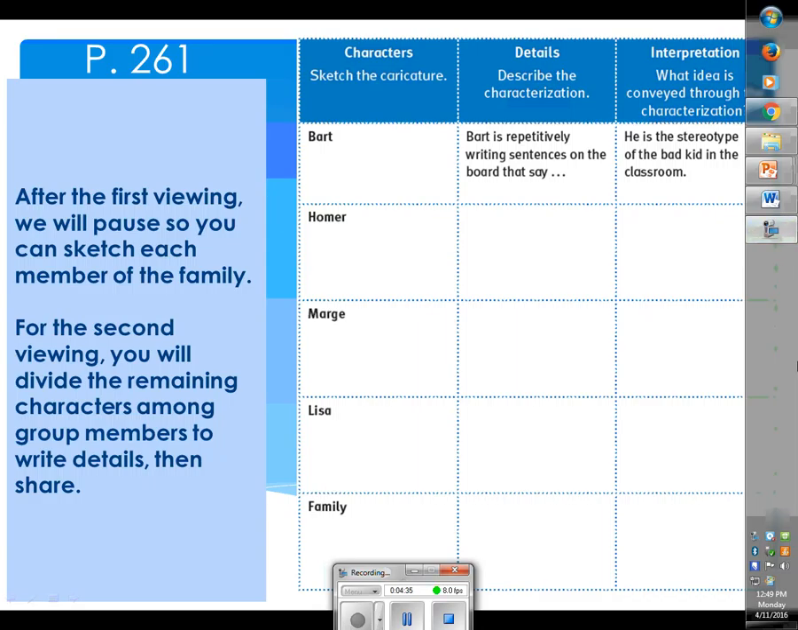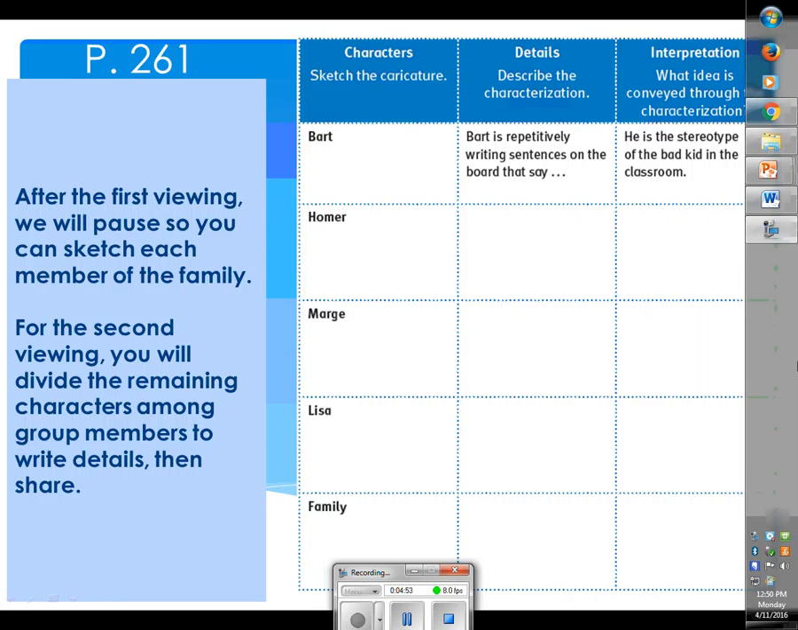So you can finish up your sketches if you need to. We're going to see this clip a second time, the same exact thing. But the second time, you folks are going to be really focusing in on one of the characters, and you're going to be determining details that you see about the character as well as your interpretation of him or her.